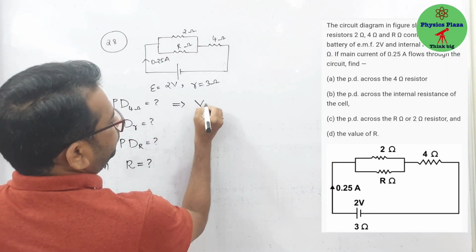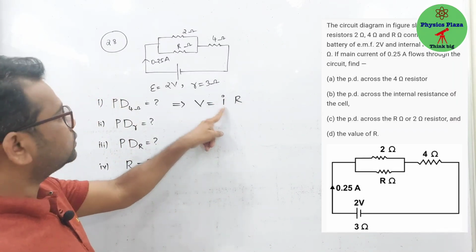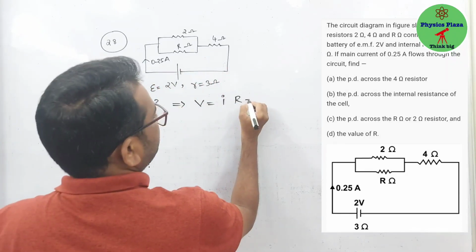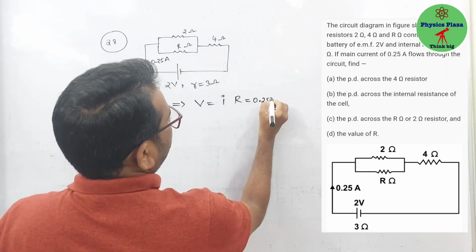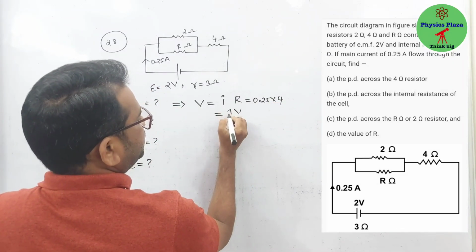We know that V is equal to IR. I is what? Total current. Already is given. R value is this much, right? So this will be 0.25 into 4. So this will be how much, children? 1 volt over. It is 1 volt.